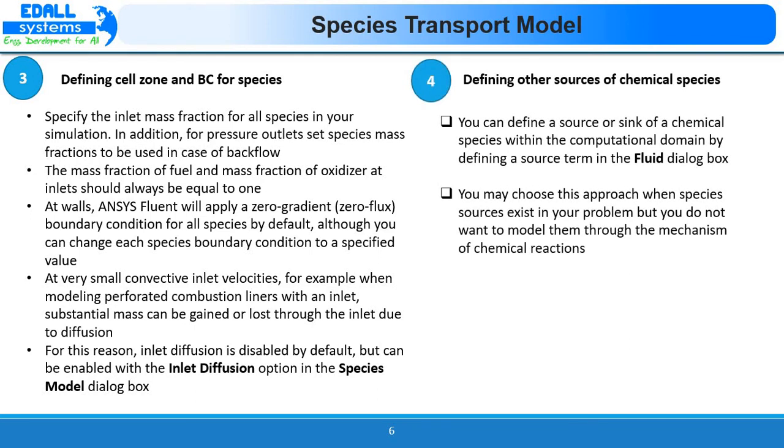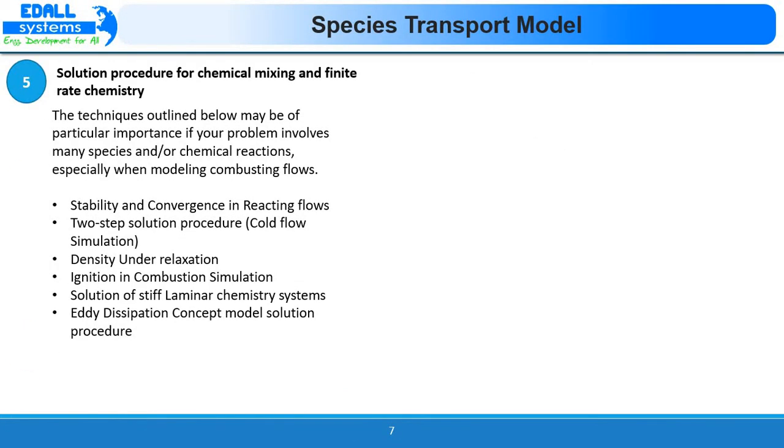Next is defining any other chemical source terms, because there may be a case when species sources exist in your problem but you don't want to model them throughout the mechanism of chemical reaction. So you can add them as a source or sink of a chemical species within the computational domain using this option. Next comes the fifth step, that is the solution procedure.